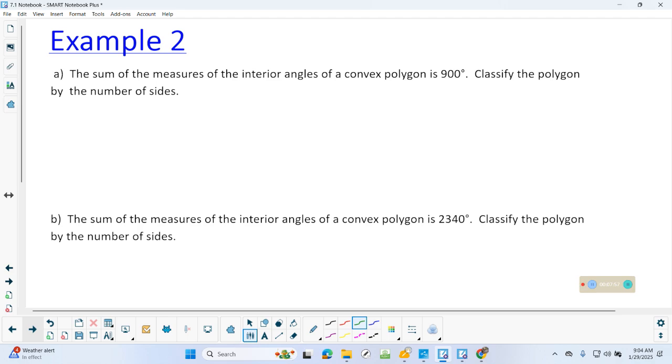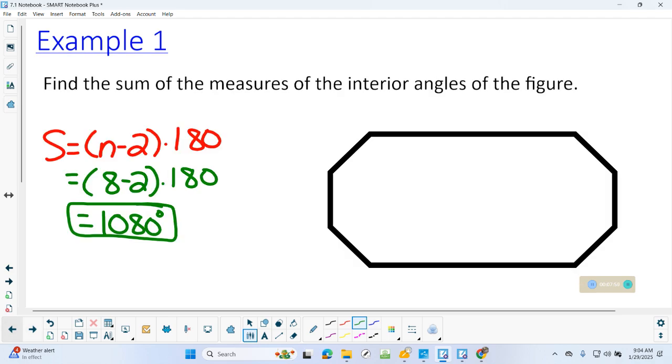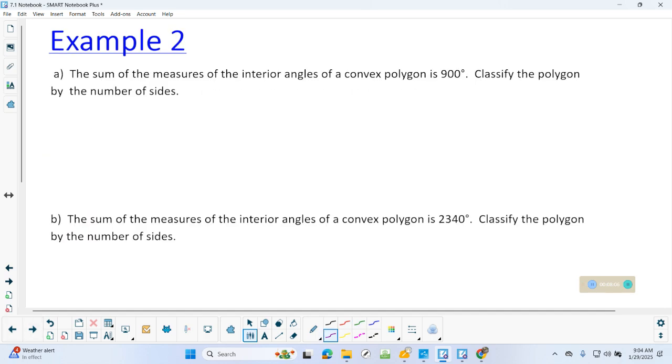Classify by the number of sides. Okay, little twist on this one. So this time they gave you the total. I know it's supposed to equal 900. So when I go to do my formula this time, I'm going to have 900 equals n minus 2 times 180. Now, you have to solve for n, which is the number of sides. Okay, we're going to do a little algebra. Big deal. We can do some algebra.